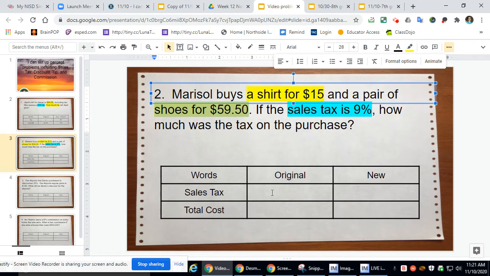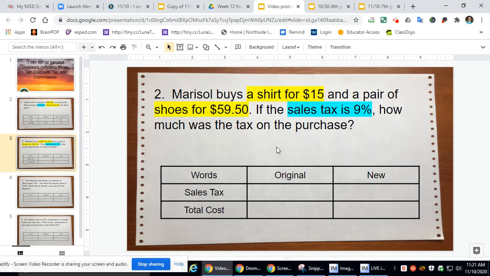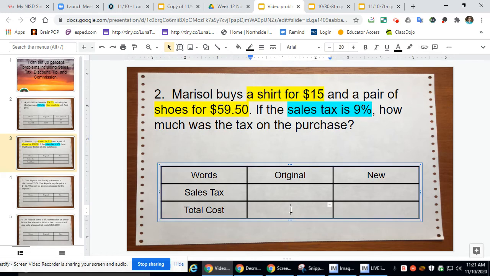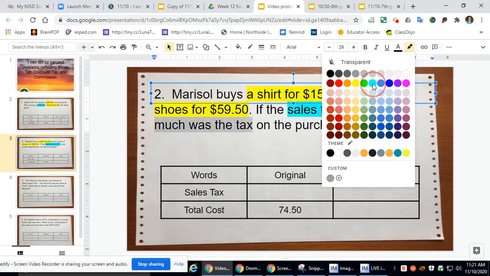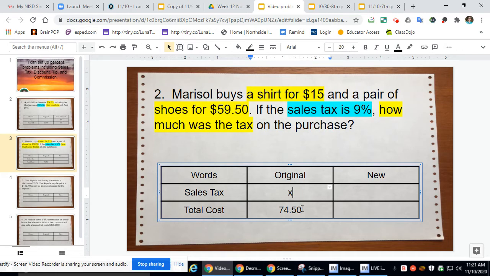I could calculate this stuff individually, or I could calculate it all together. So if I'm going to calculate it all together, I want to add $59.50 and $15. When I add those two, I get $74.50 for my total. And then do I know how much the sales tax is? How much was the tax? Oh, okay. If I'm looking for how much was the tax, then that tells me right there that that is my missing piece of information. So that's my X.